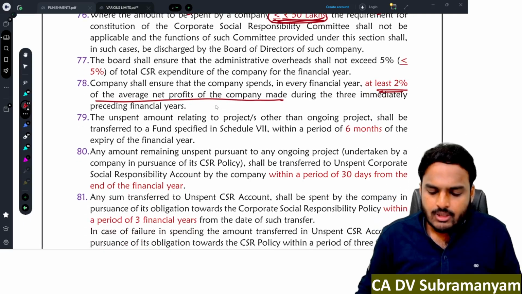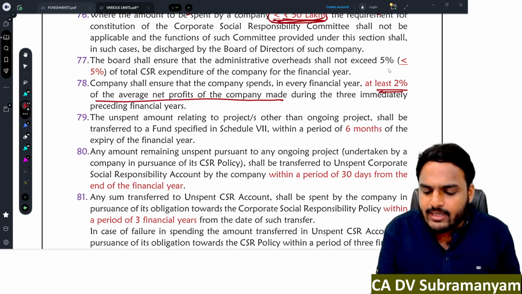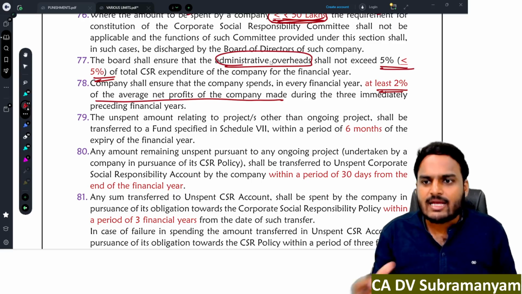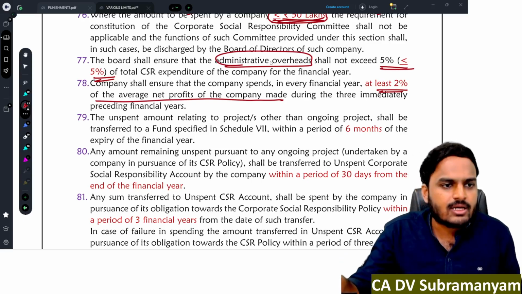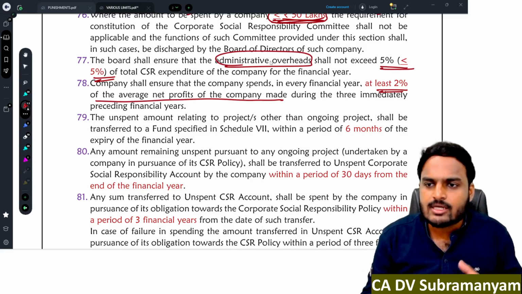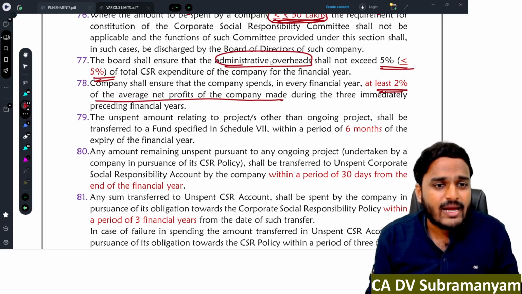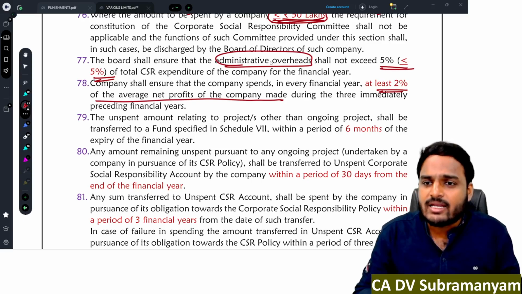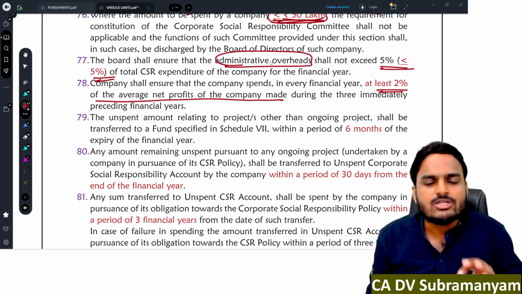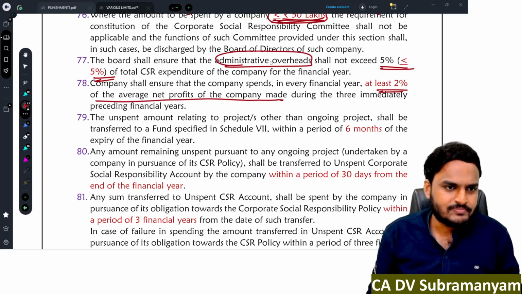Next one, out of this CSR amount, the company can spend up to 5% on administrative overheads, such as salaries to the workers regarding CSR. So whether CSR policies were implemented properly or not, for that you hired a manager. Now you can pay salary to the manager. Maximum administrative overheads with respect to CSR shall not exceed 5%. Maximum 5% of the CSR amount only.